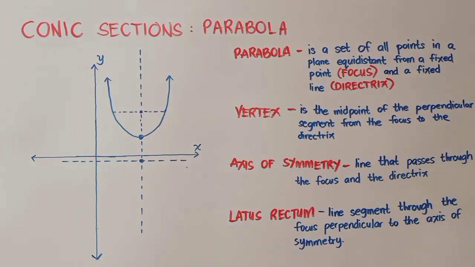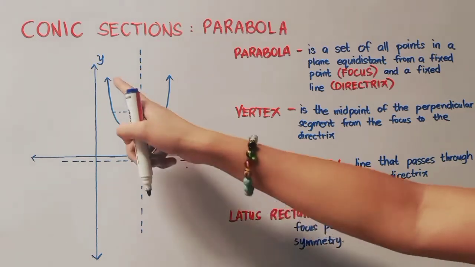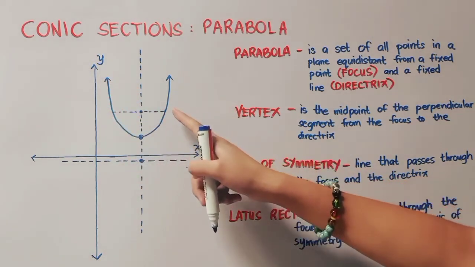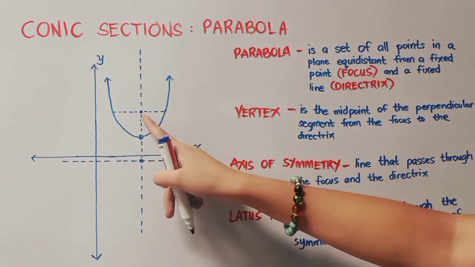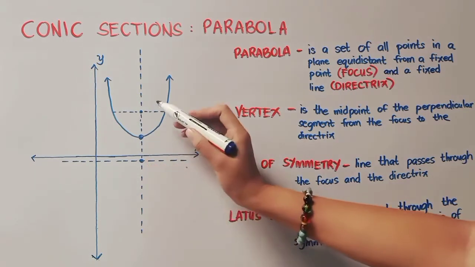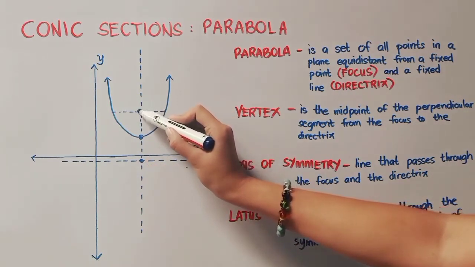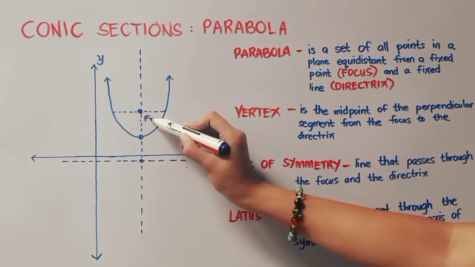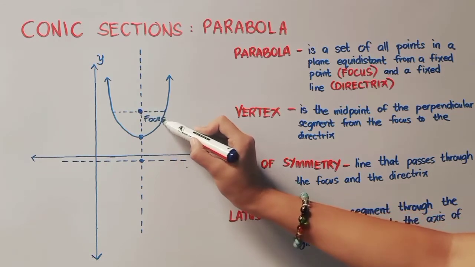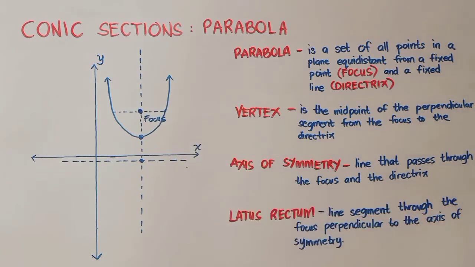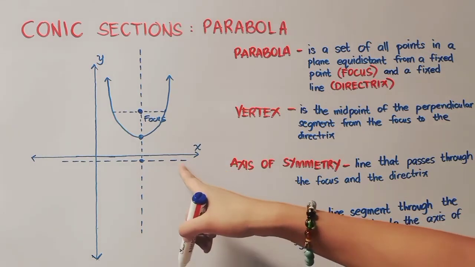So we have a sample graph here. If this is our parabola, our focus here is this point, and this is our directrix. Again, this is our focus, and this line here is called directrix.